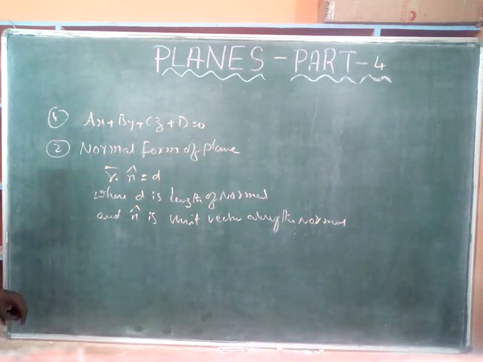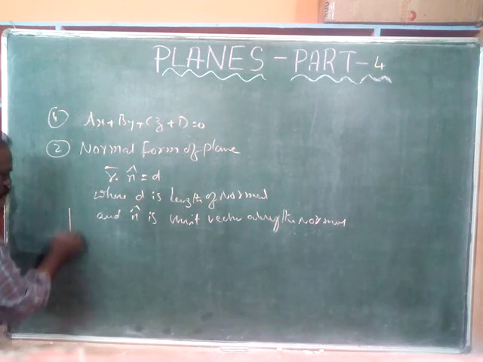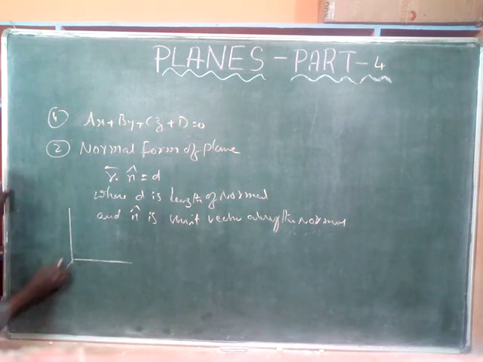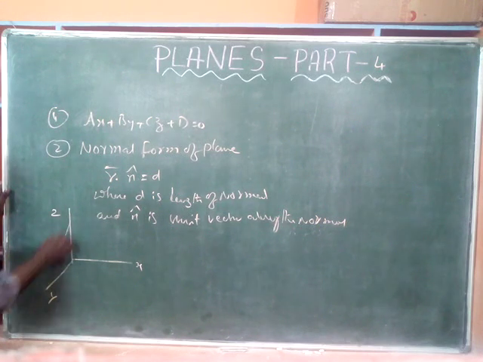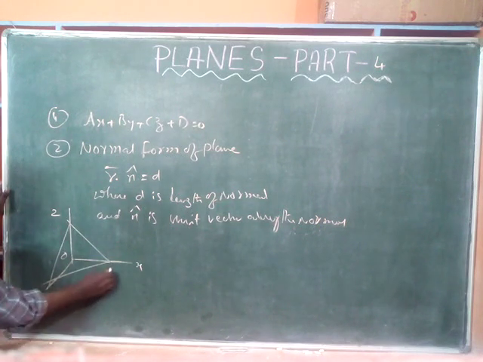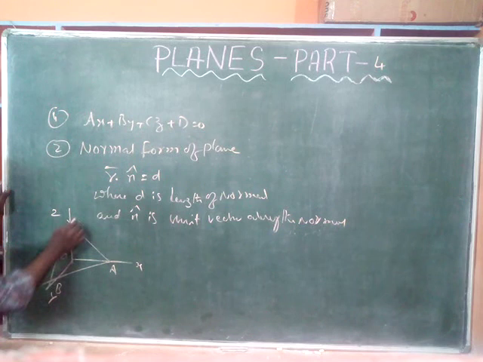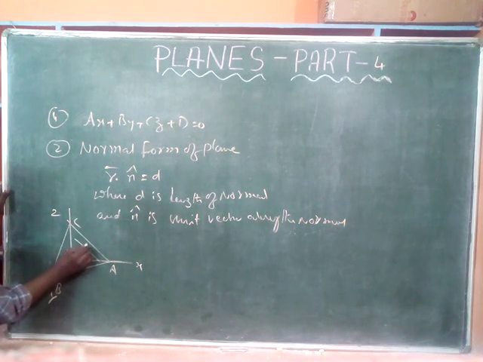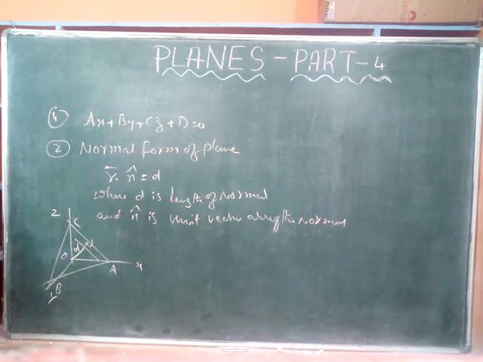Normal form means, suppose it is horizon, x-axis, y-axis, z-axis. A plane is like that. This is normal. Say it is OL. This length is d units. Okay, na?